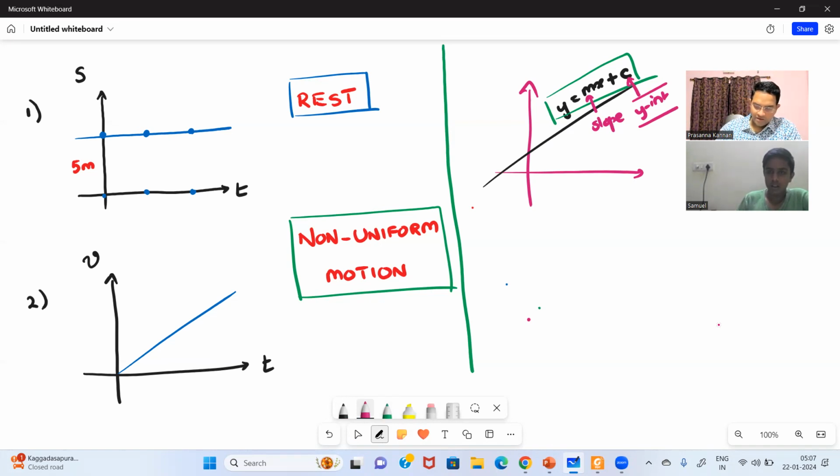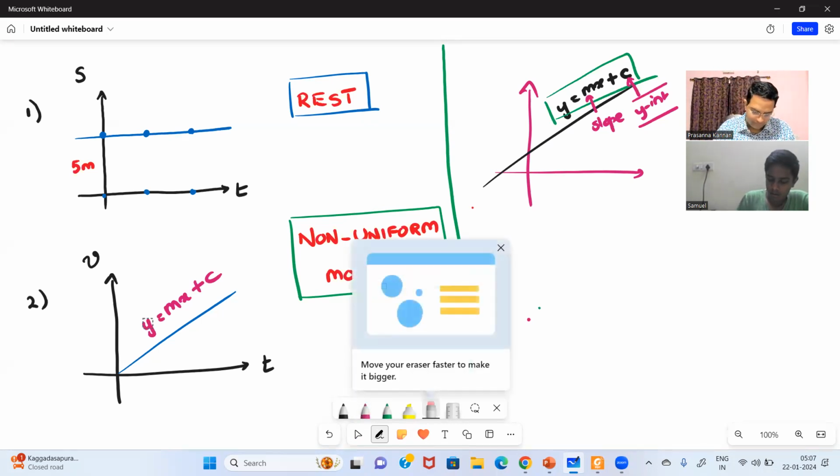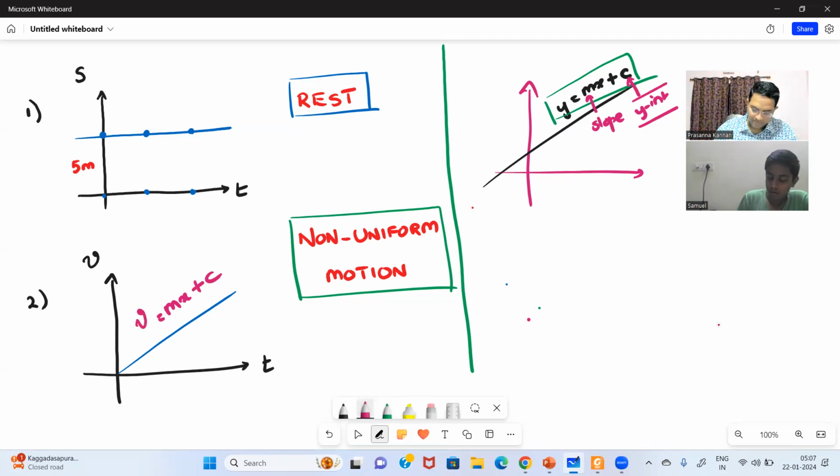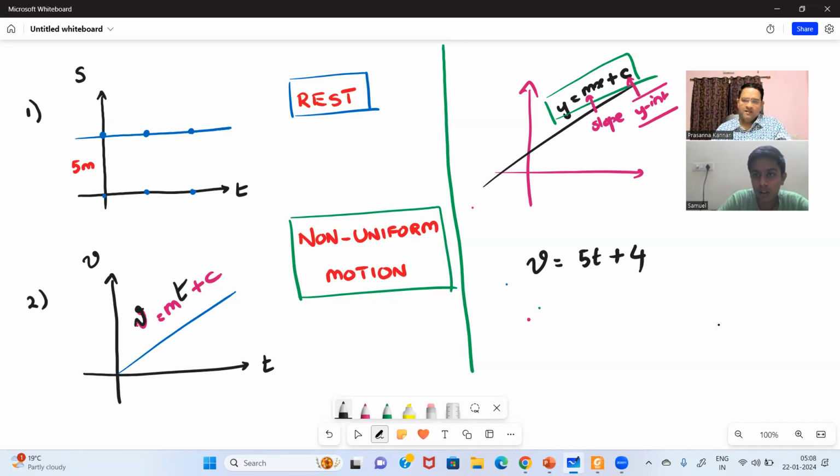So if you see, this is a line which is of this form, correct? So I can associate y is equal to mx plus c to this, correct? Correct, sir. So here y is velocity. And what is on the x-axis? X is time. So it is mt plus c. Got it? Right. So if I give you an equation, velocity is equal to say 5t plus 4, can you tell me what kind of motion is this?